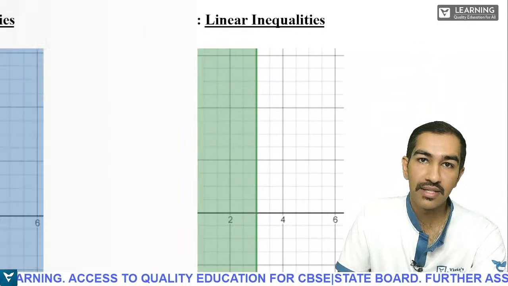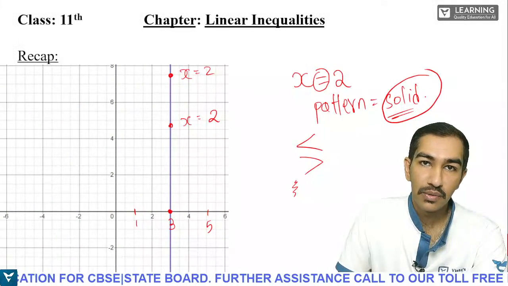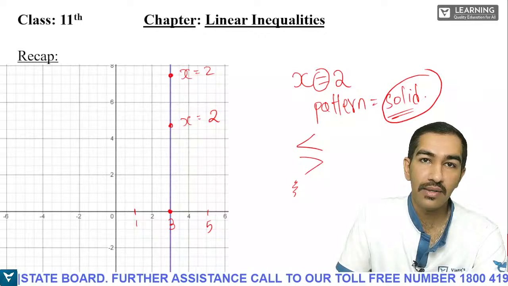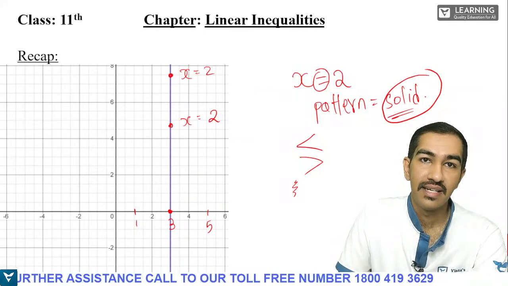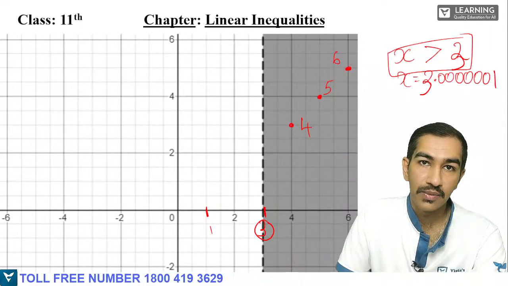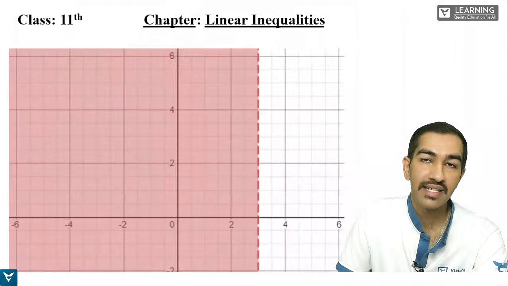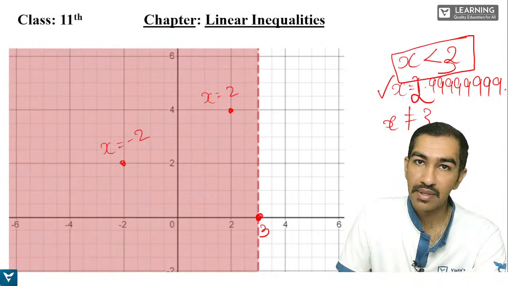So once again, we'll see all the slides together from the very beginning. X is equal to 3 only, no greater than, no lesser than, only one solid line. That's it. Next, x is greater than 3. It is not equal to. Understanding? So that is why we are putting a non-continuous line there. Next, x is lesser than 3, but it is not equal to 3.